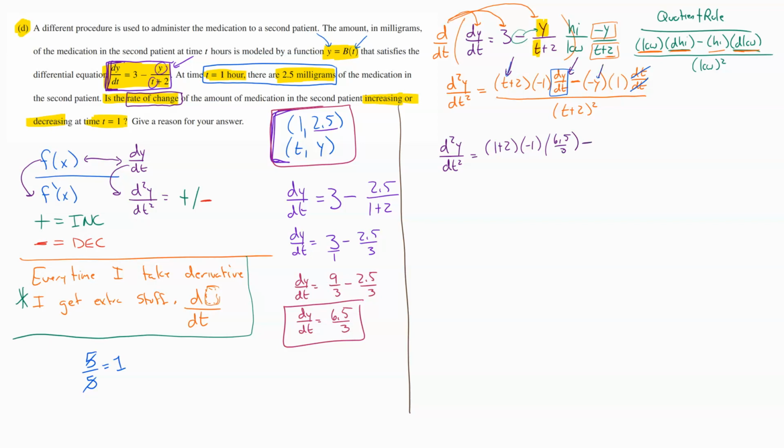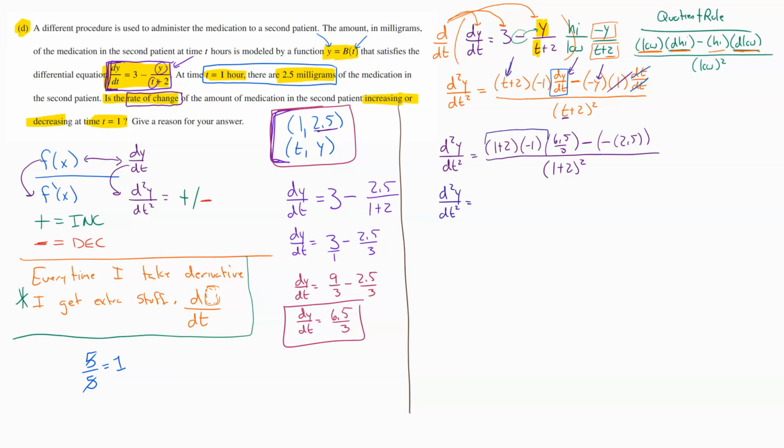Then I get minus, I got my negative y, so y again was 2.5, and then we don't need the 1 in the dt. And then all of this is over, the t again on the bottom is 1 plus 2 squared. And now we just, again, algebra, algebra, algebra. You just got to follow it all the way through. Try not to skip any steps, because when you do, you're likely to drop a negative.